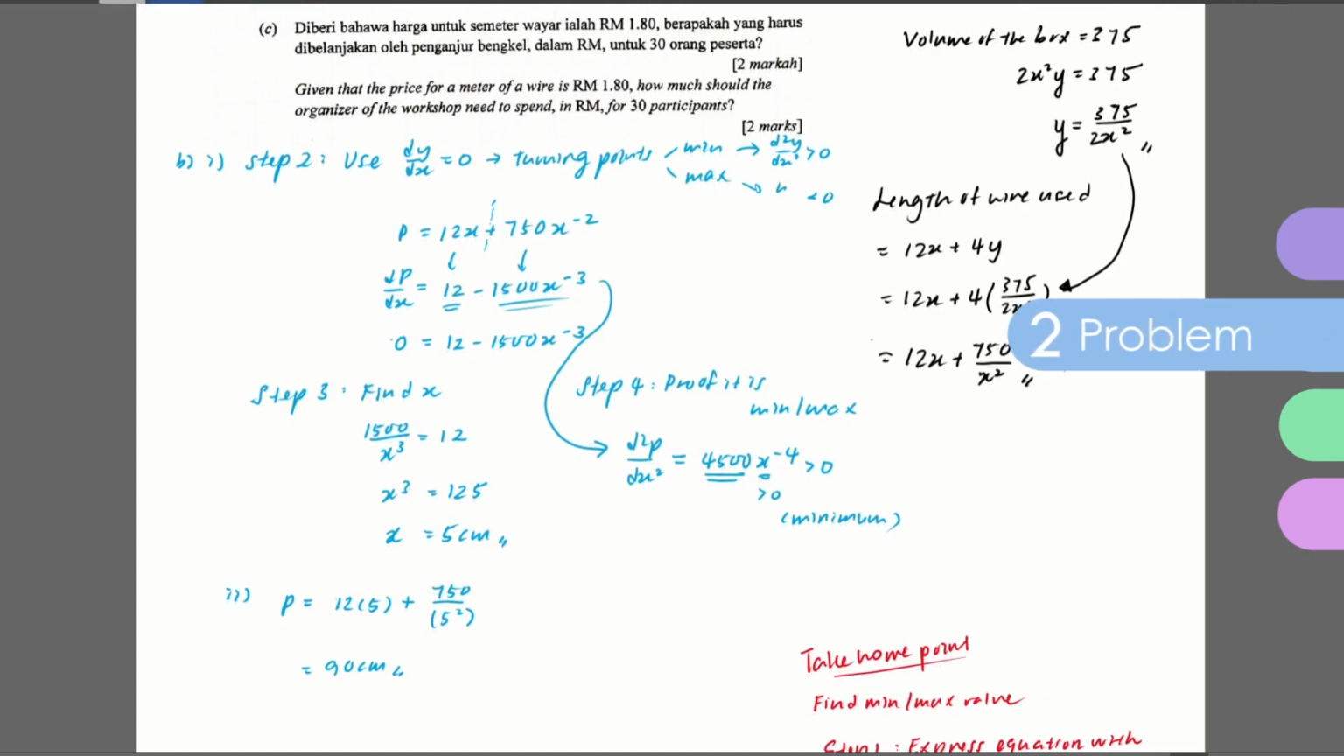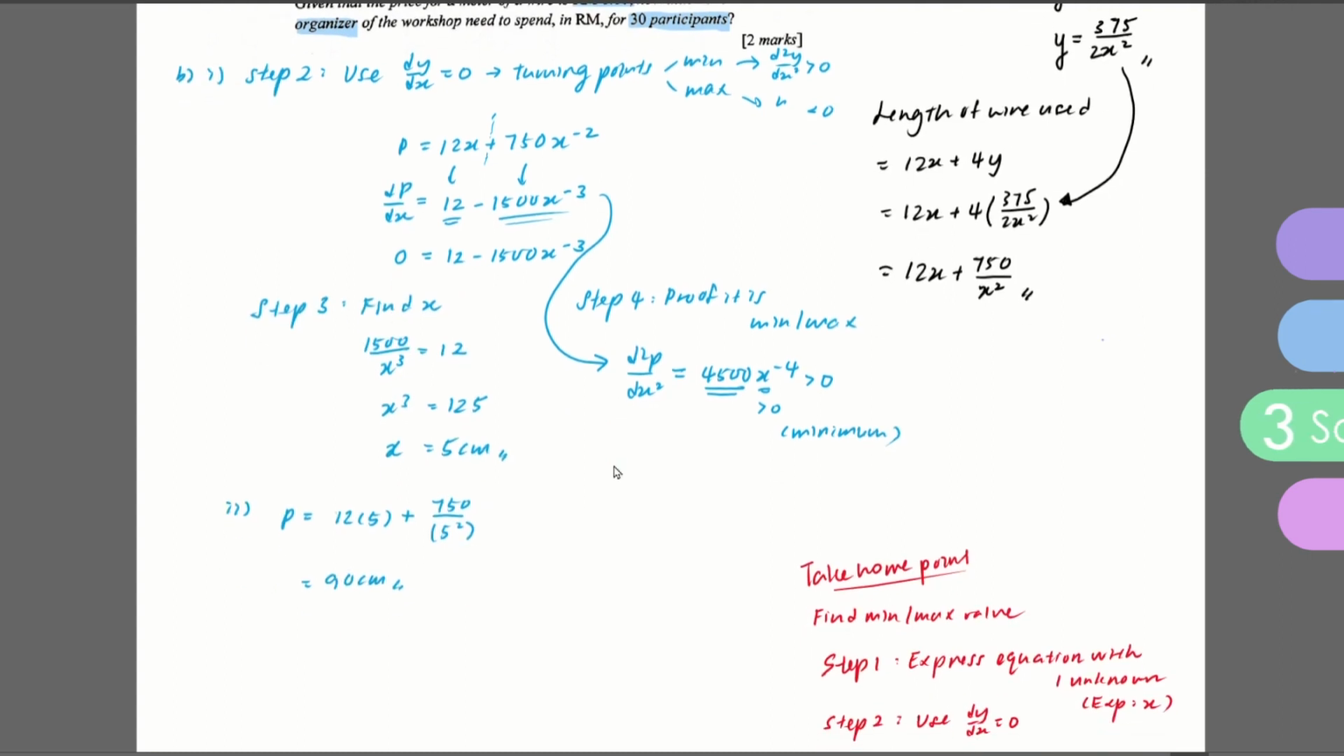And for the last question, it tells us that a wire's price per meter is 1 ringgit and 80 cents, and there are 30 participants. So what is the price that the organizer has to spend? We convert this into meters first, and since each meter is 1.8, we just multiply, and since there are 30 participants, we multiply another 30 to get in total RM 48.60. And we have completed this question.